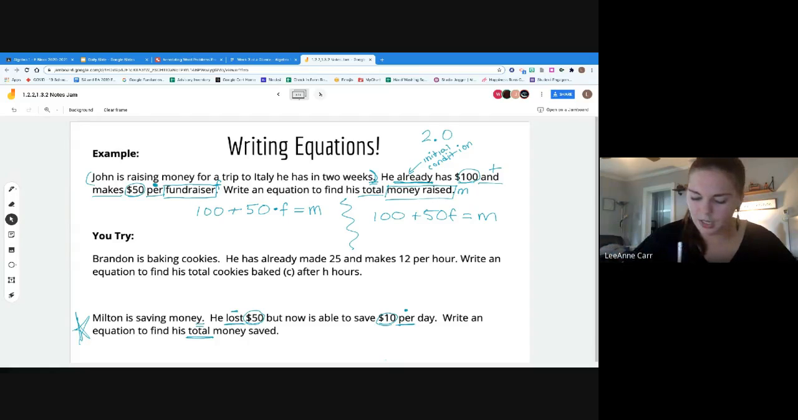Yep. Now I need to look for any unknowns. So again, this first sentence is kind of just setting up our problem. It says he lost $50, but now is able to save $10 per day. What don't I know in that sentence? He lost $50, but now is able to save $10 per day. What is my unknown?